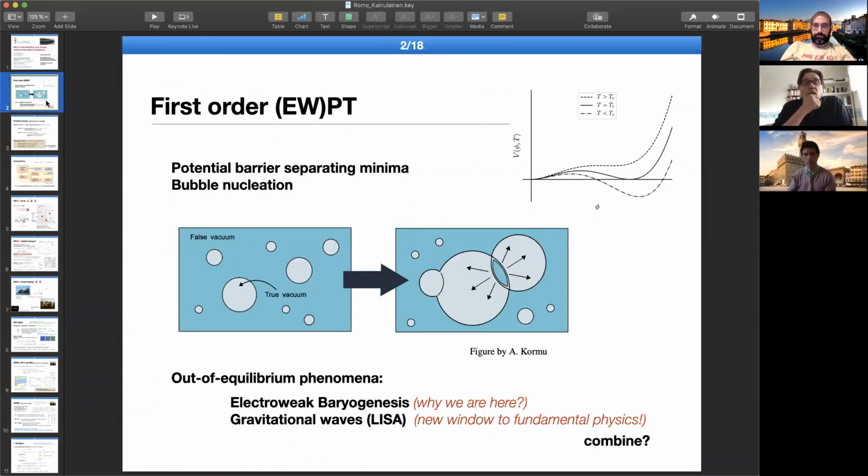Of course, we are all excited about first order transitions, and the old hubris on this was that electroweak baryogenesis could possibly explain why we are here. The new interest is due to the gravitational signal in LISA, which presumably opens a new window to fundamental physics, and you might even be very brave and ask whether we can combine these two and use LISA to learn about electroweak baryogenesis, or less ambitiously about the electroweak phase transition.